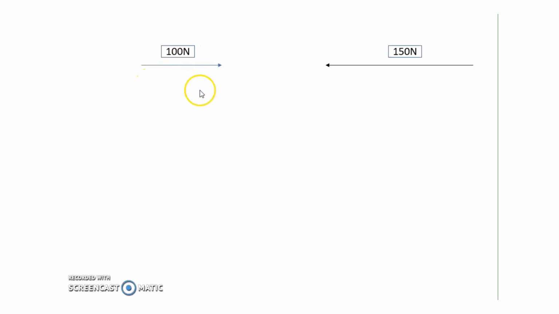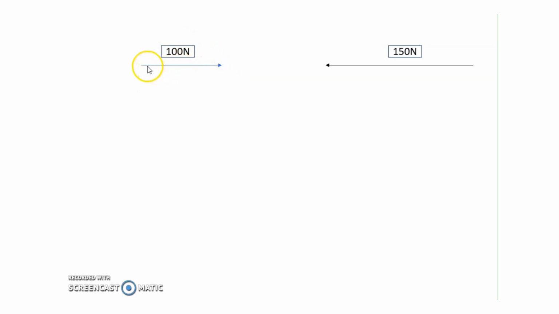Since these two forces are facing towards the east direction, that means they are facing towards the positive x-axis direction. So we are going to add them together. So 100 Newton plus 150 Newton will give us 250 Newton.